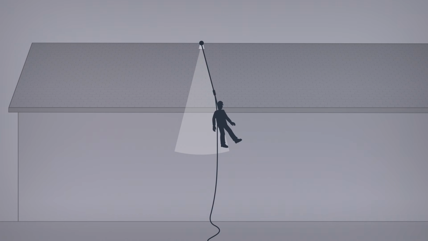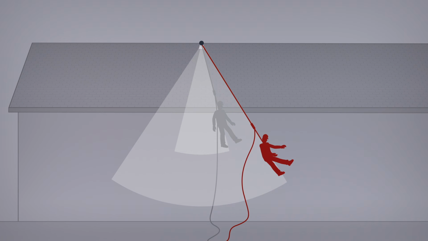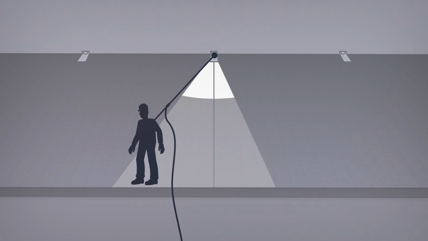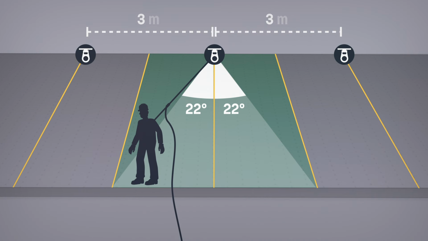To minimize the pendulum effect, avoid moving away from the anchor. The further you go horizontally from the anchor point, the greater the pendulum effect. The angle created by the offset must not exceed 22 degrees. That's why anchors on a roof should not be spaced horizontally more than 3 meters apart.